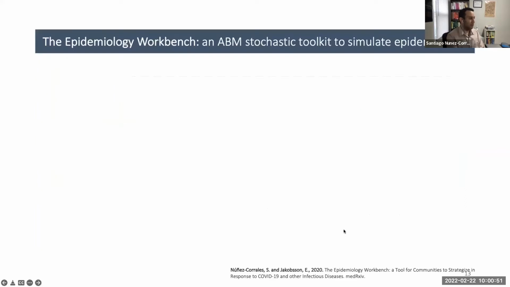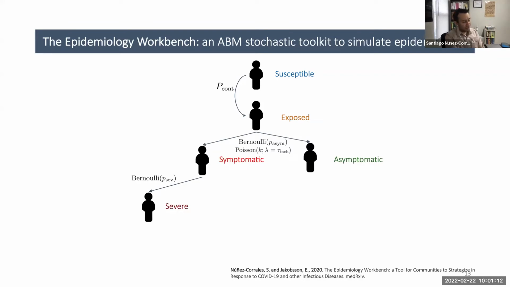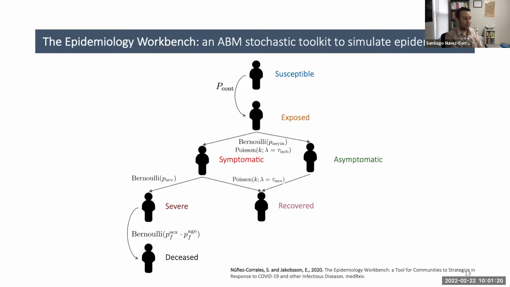So we calibrated the model, and we started by building a simple extension of the SIR model. So we have susceptibles, there's a probability of contagion. Those become symptomatic and asymptomatic with a Bernoulli probability of being asymptomatic and a Poisson probability of remaining in the same place. We're going to talk about that later. Then there's a probability of becoming severe, and there's another probability depending on sex and age of becoming deceased. And there was a Poisson probability of being recovered. Now, we operated on testing strategies and containment strategies in the susceptible, exposed, symptomatic, and asymptomatic levels.